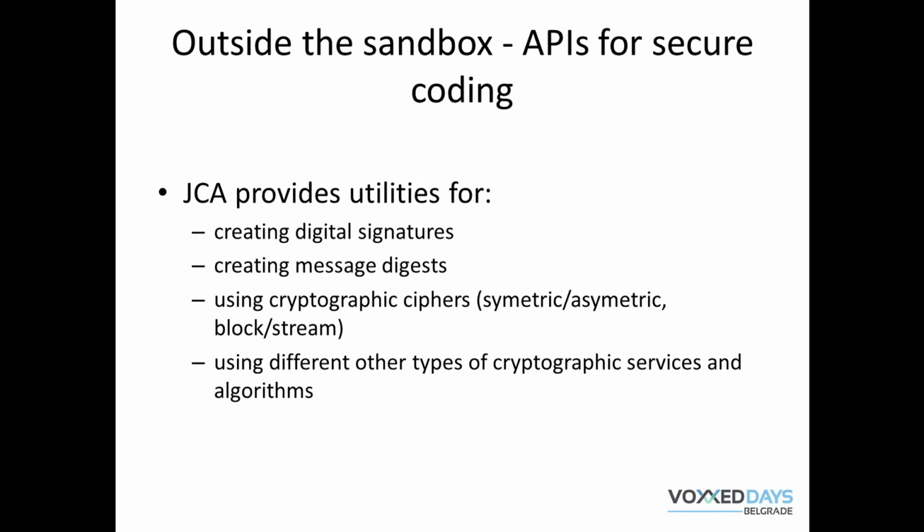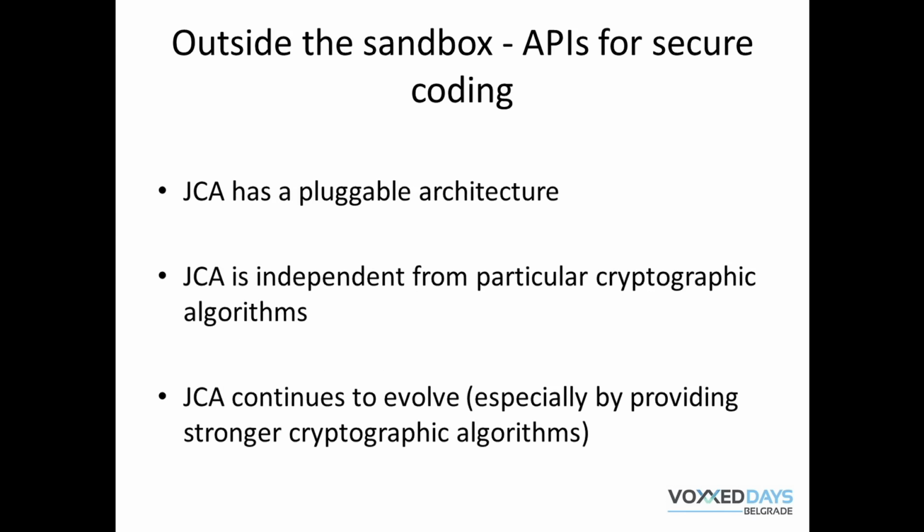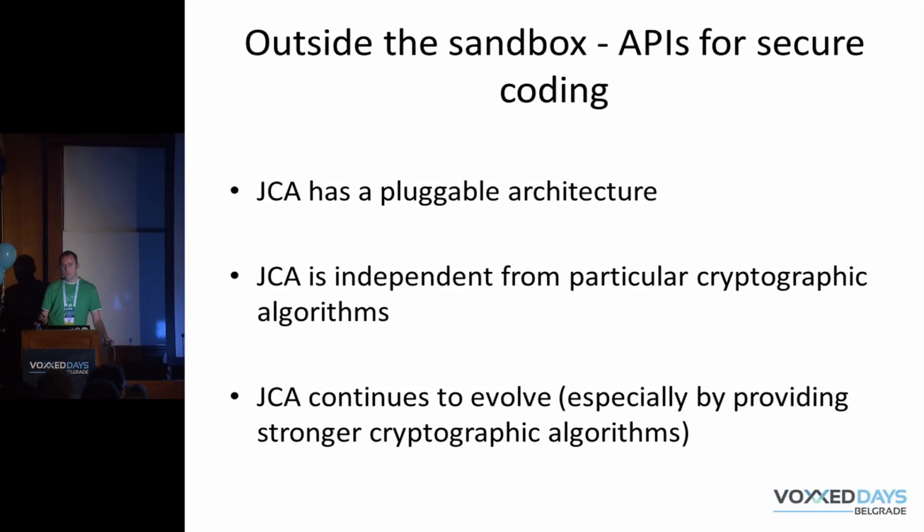We'll not cover JCA in detail. JCA has a pluggable architecture, meaning that you do not need at compile time to have, for example, algorithms for digitally signing some piece of code. You may supply them at runtime by means of the so-called security providers. So this mechanism allows you to plug in additional algorithms that can be used by the JCA infrastructure.